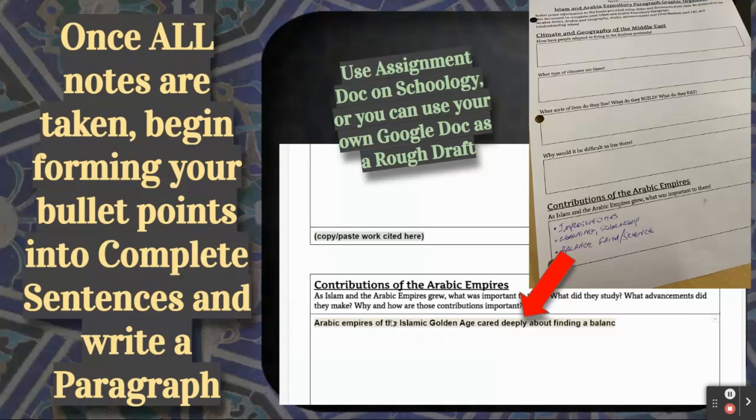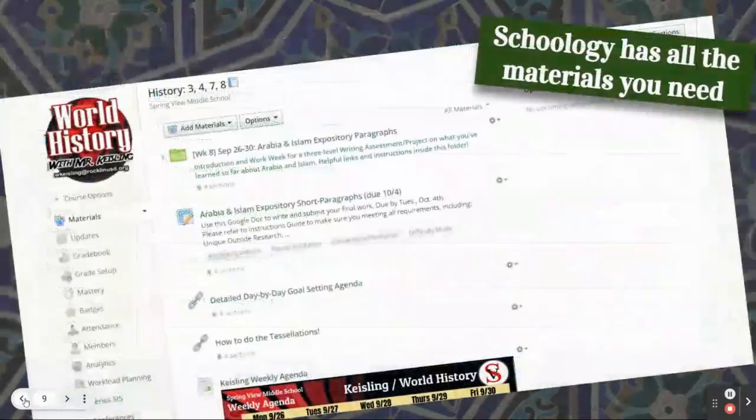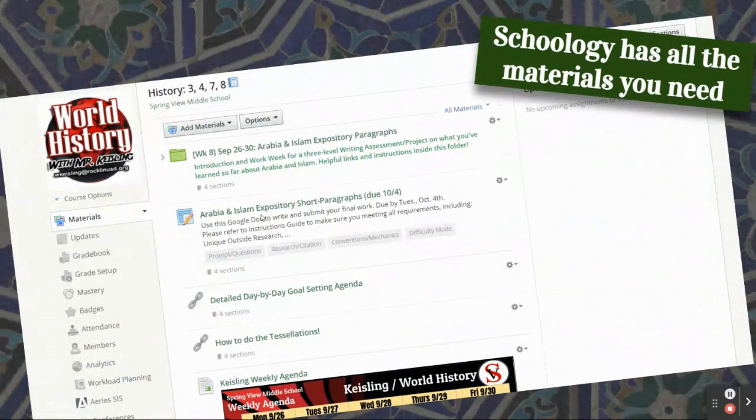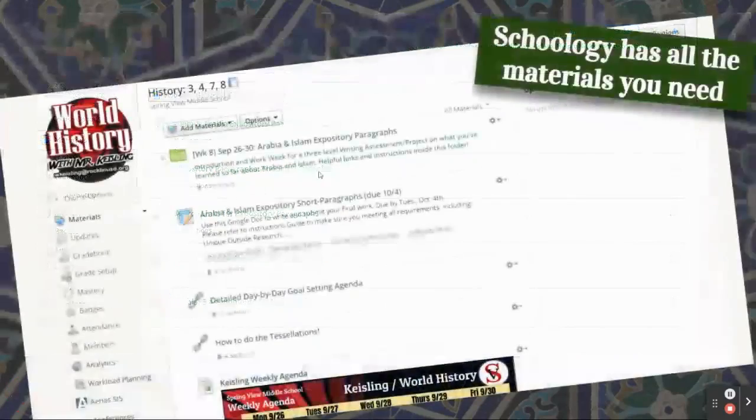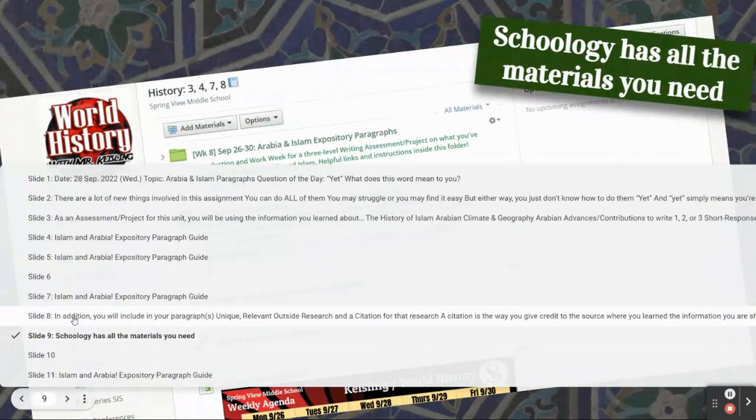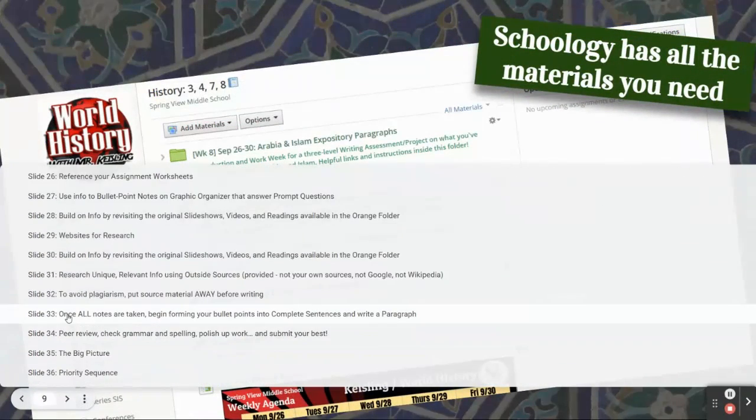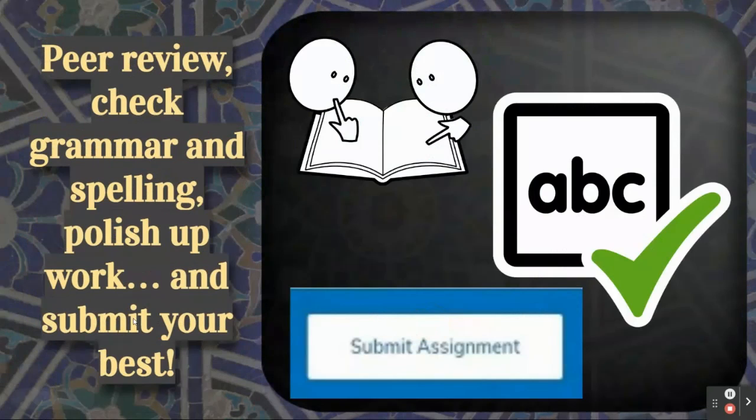So work on your own Google Doc if you want to, or use the assignment document that is linked on Schoology. Here it is, right there. The Arabia and Islam expository short paragraphs. You click on that, and that will take you to the Google Doc that you need to complete this assignment. Before you turn it in, make sure you share your document with someone else, check grammar and spelling, polish up your work, and then submit your best attempt on the assignment.